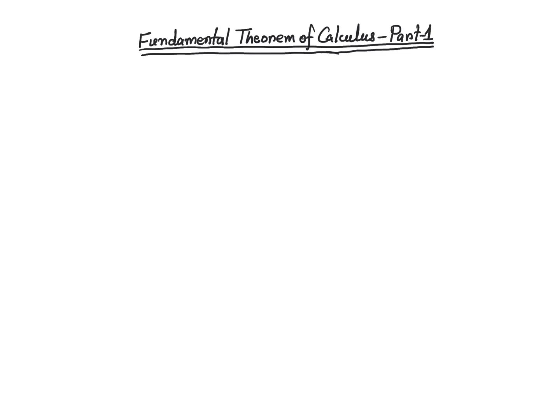In this video, I'm going to talk about the fundamental theorem of calculus part one. Let's say we have a function f that's continuous on the closed interval a comma b. Then we define a new function off of f as follows. Let's say the new function is g of x. We define it to be the integral from a to x of f of t dt. That's how we define g of x.